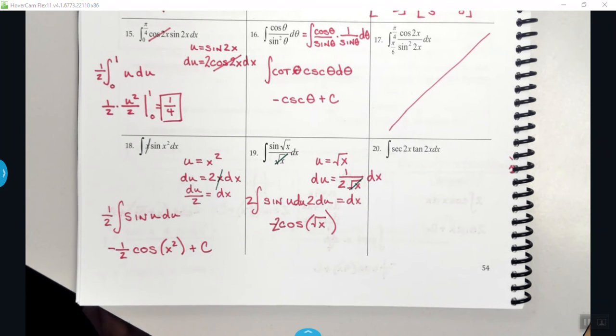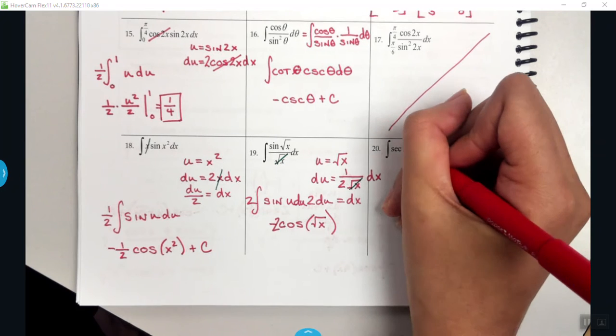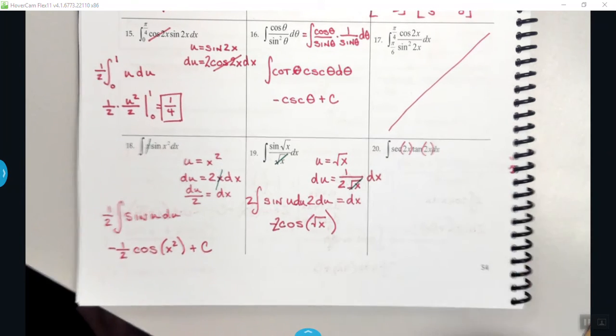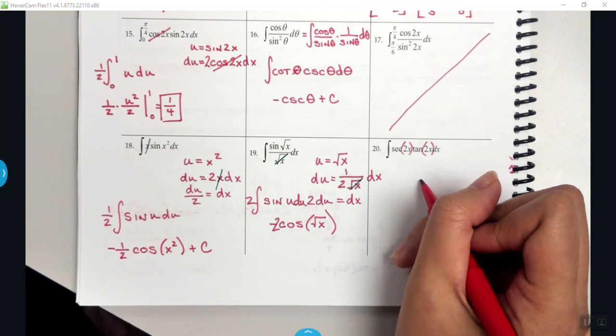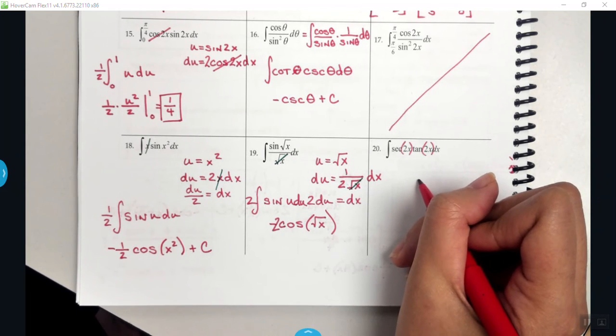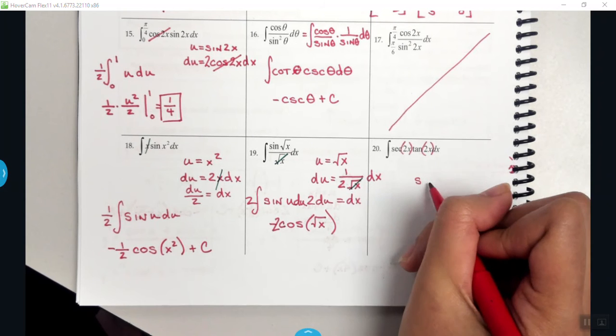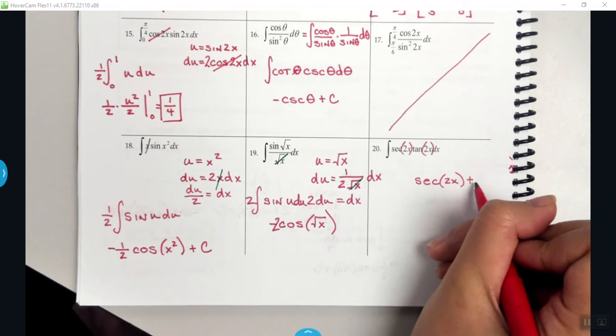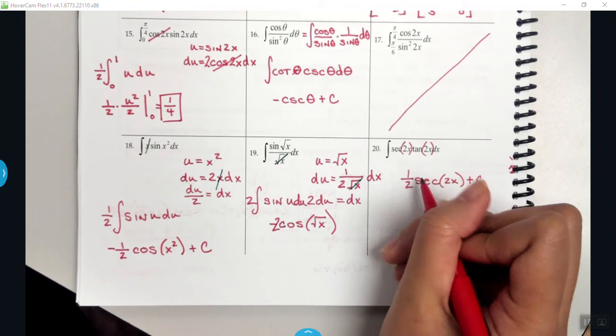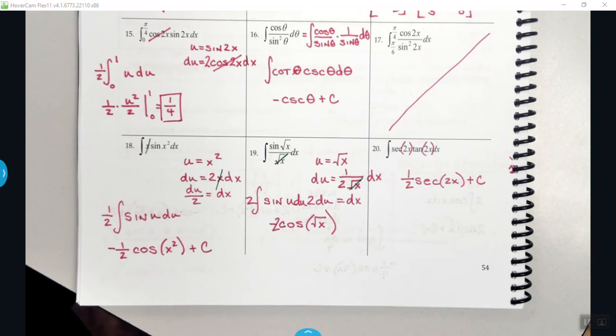And 20. Secant tangent integral is secant of 2x, but what do I have to put on the outside? 1/2, because the 2x is inside of secant and tangent. So when you're integrating, you need the 1/2 on the outside.